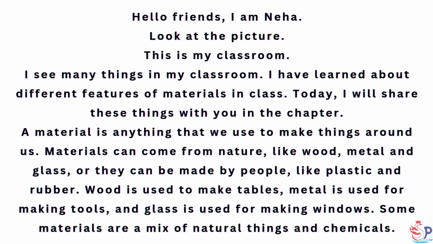A material is anything that we use to make things around us. Materials can come from nature, like wood, metal and glass, or they can be made by people, like plastic and rubber. Wood is used to make tables, metal is used for making tools, and glass is used for making windows. Some materials are a mix of natural things and chemicals.